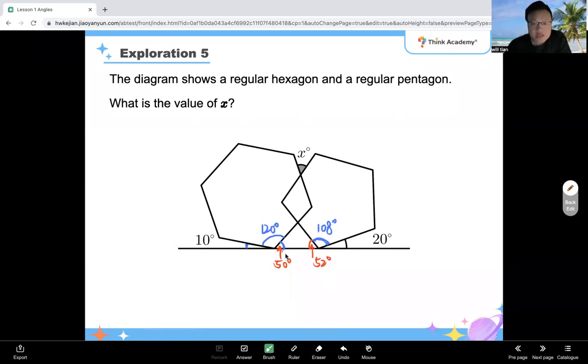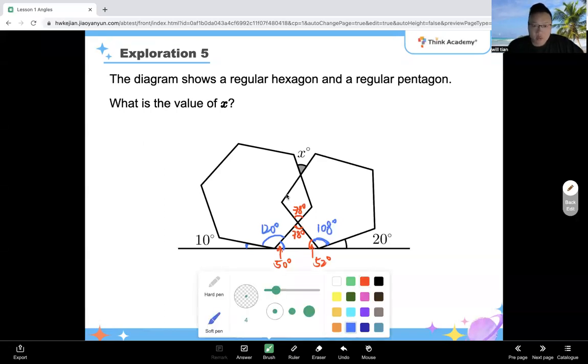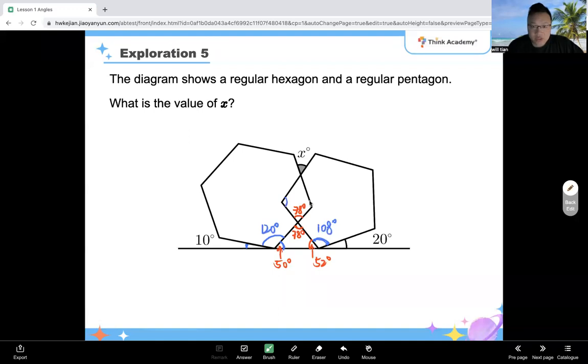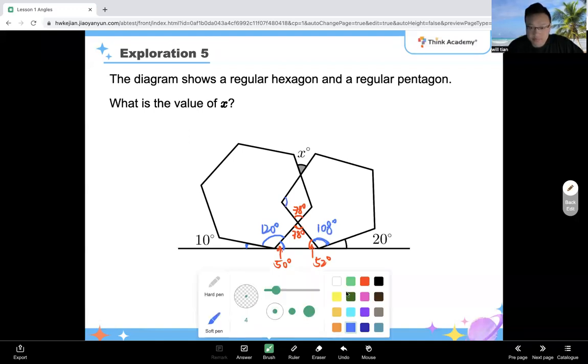52. Since you got 50 and 52, can we get the size of this angle over here? You will see that this one is a little triangle, right? Is that 78? Yes, it is 78. And since you know this is 78, this one is 78 as well, because they're opposite angles, right? And now you have to be careful. What about the size of this angle? Do we know the size of this too?